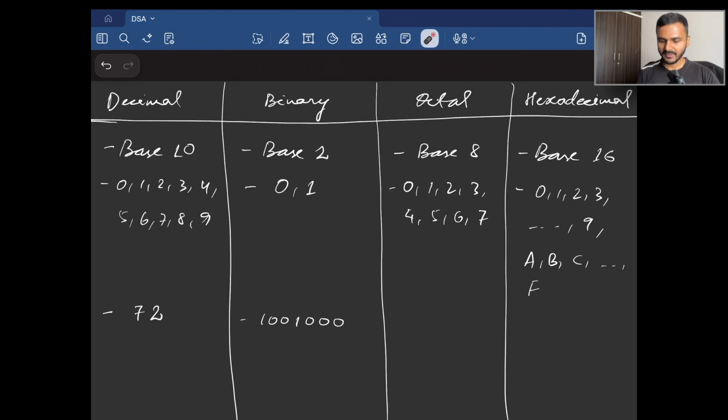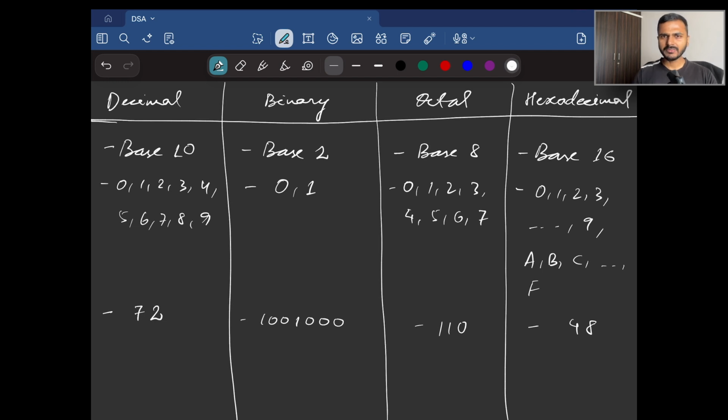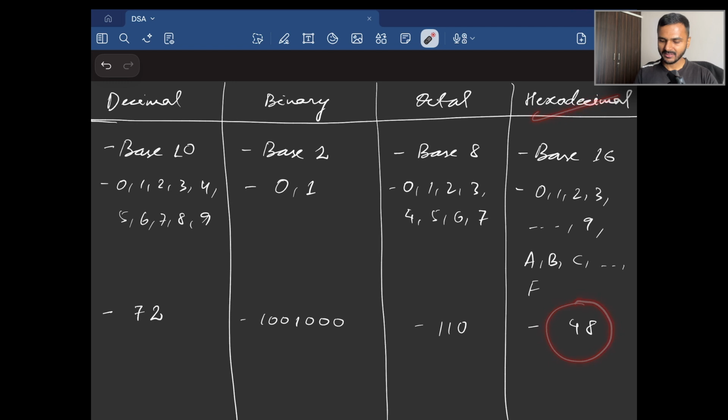Continuing, if we were to represent 72 in octal, what can we write? We will say 110. And in hexadecimal, it will be 48. Now, a question must be arising, that is, how do we know if this is written in binary or decimal? Similarly, how do we know if this is 48 in hexadecimal or decimal? Because as you can see, the value that this represents changes depending on which number system it is in. If it is in hexadecimal, it represents 72. If it is in decimal, it represents 48.